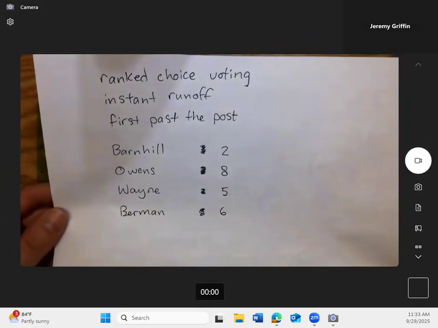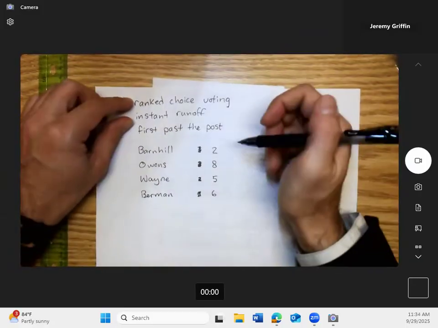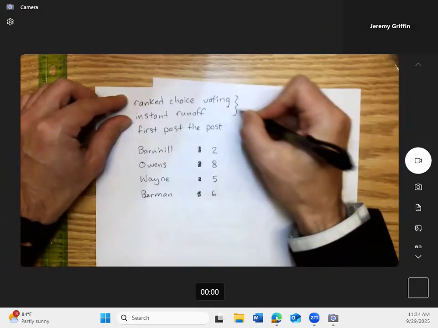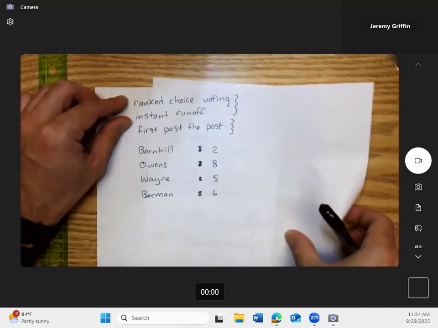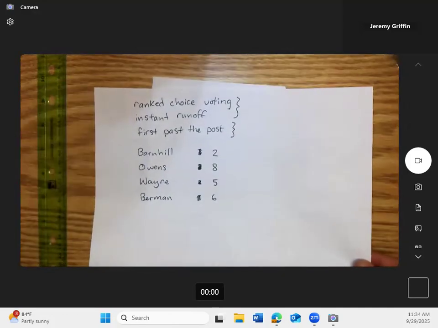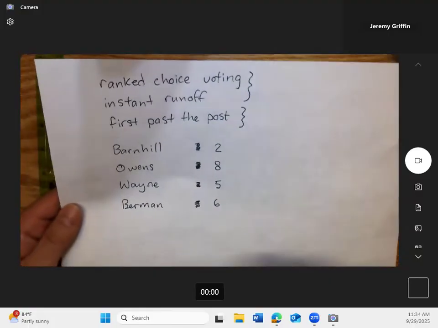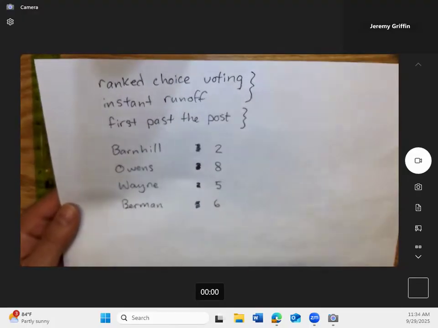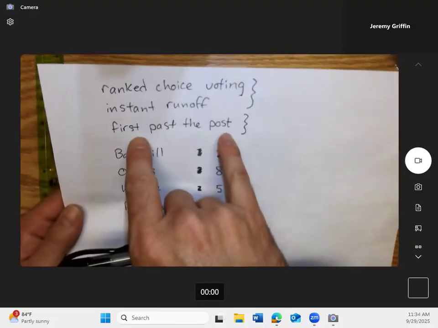Now, there are really two systems here, because instant runoff is a way to count ranked choice. So really, this is sort of the same thing, and first past the post is a different method. Guys, suppose you turn 18 and you go vote in an official election, like in the state of Florida. Most states actually use which method to count the winner? Yeah, it's first past the post, right?